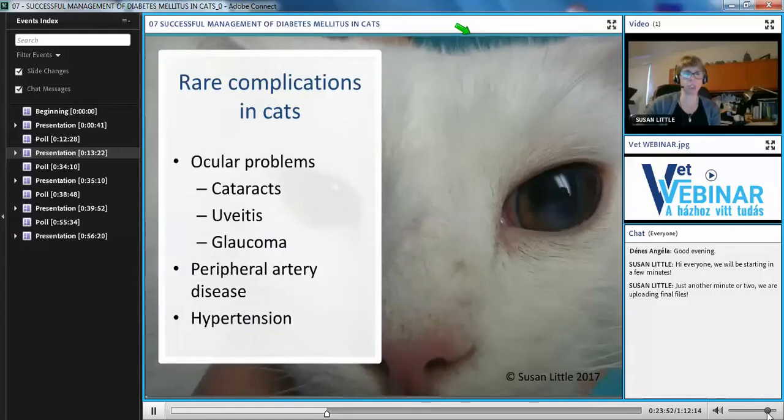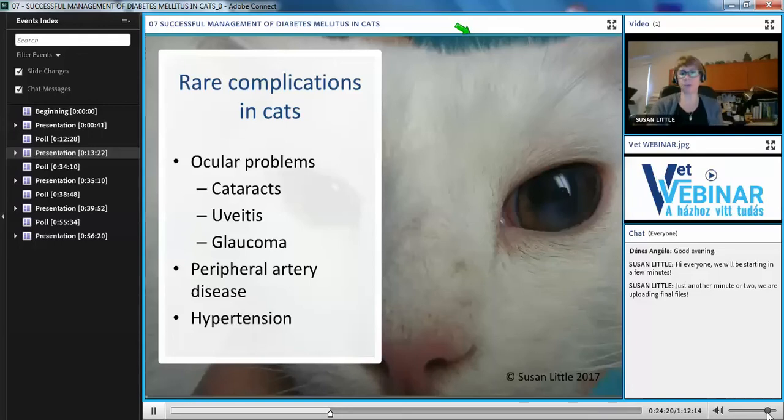Fortunately, there are some complications in people that are uncommon or rare in cats. And I always ask owners what their experience is with diabetes when we diagnose a new patient, because many people have had some experience with diabetes. They know a friend or a family member, or they've had a previous pet, and they may have some misconceptions in their mind about diabetes, especially if they're thinking about people with diabetes.